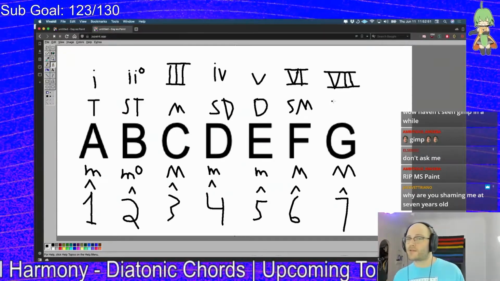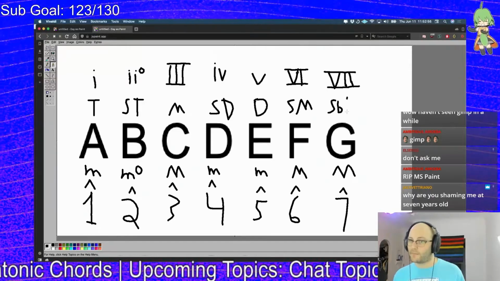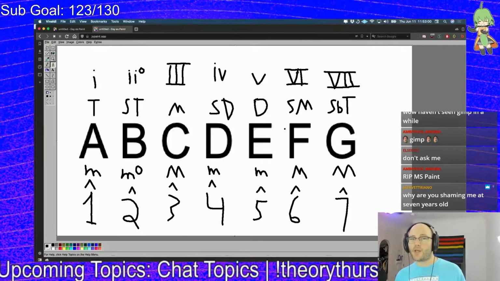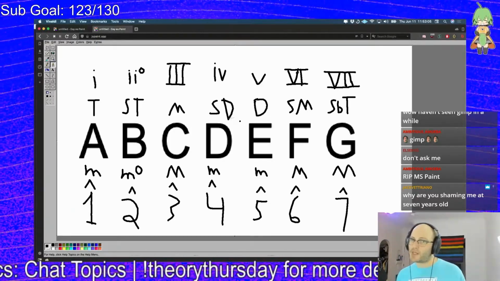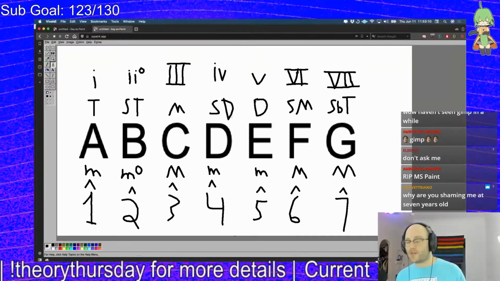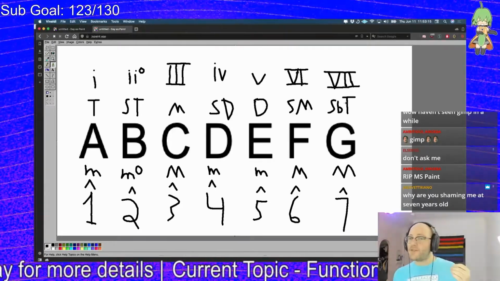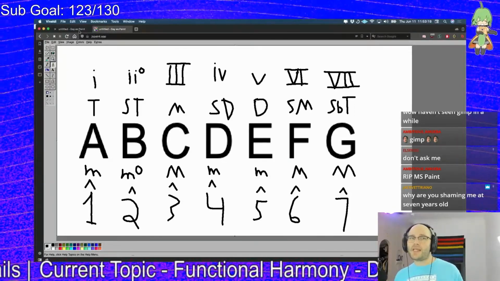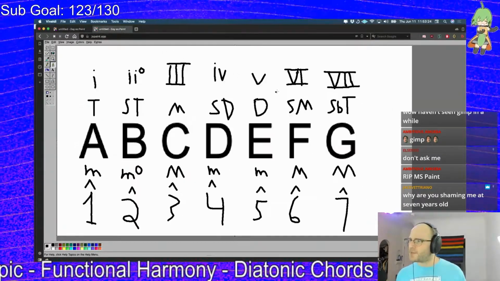I'm going to call this S lowercase b t for the subtonic. Much like we have a subdominant for the note below a dominant, or the chord below a dominant chord, the scale degree below a dominant scale degree, we have the note underneath the tonic. Now, why is it different? Why is this a leading tone and this is a subtonic?